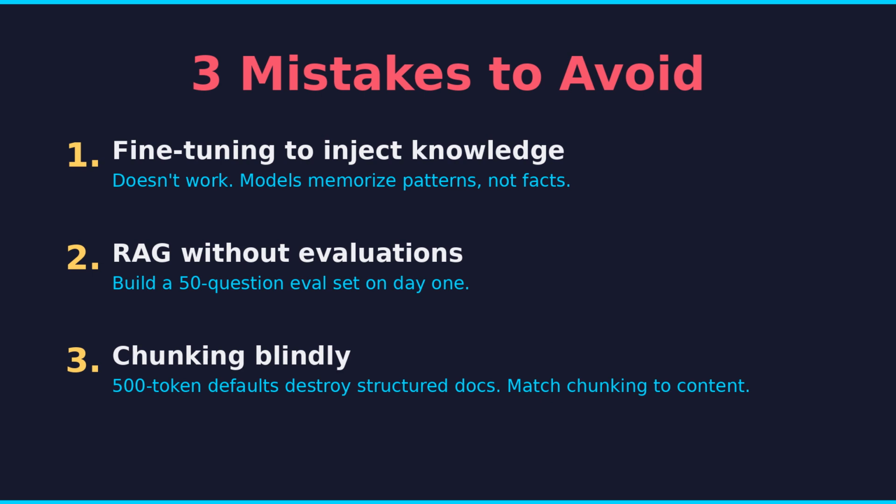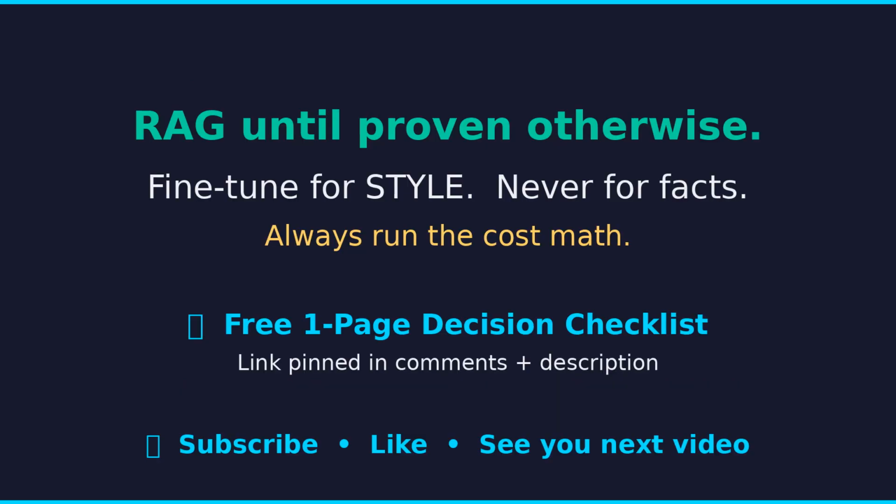3 traps. 1. Fine-tuning to inject knowledge. Doesn't work. The model memorizes patterns, not facts. 2. RAG without evaluations. Build a 50-question eval set on day 1. 3. Chunking blindly. 500 token defaults destroy structured docs. Match chunking to content. So, RAG until proven otherwise. Fine-tune for style, never for facts. Always run the cost math.